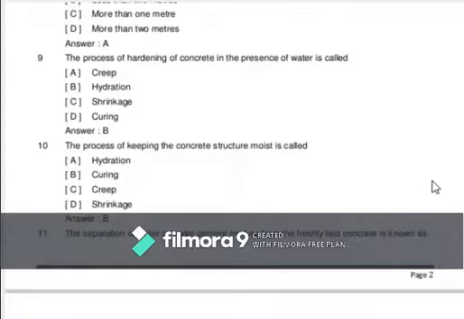Question 9. The process of hardening of concrete in the presence of water is called creep, hydration, shrinkage, curing. Here the answer is B, because in the process of hydration, water reacts with the cement and the concrete becomes hardened.